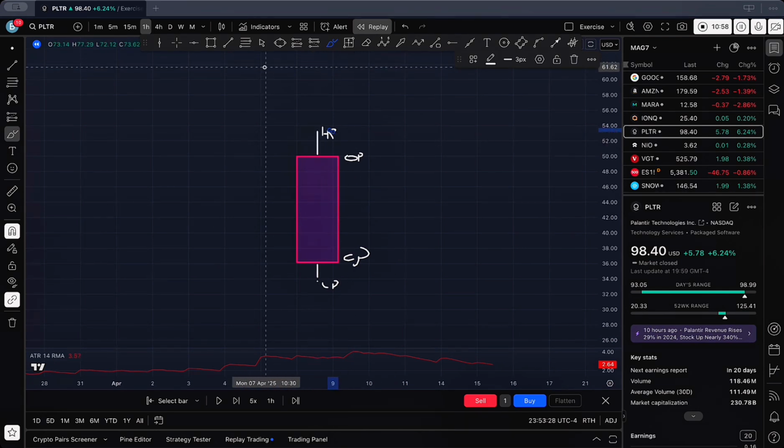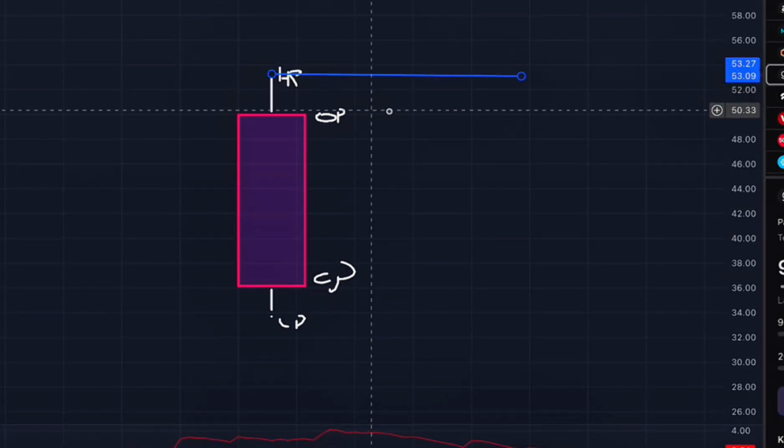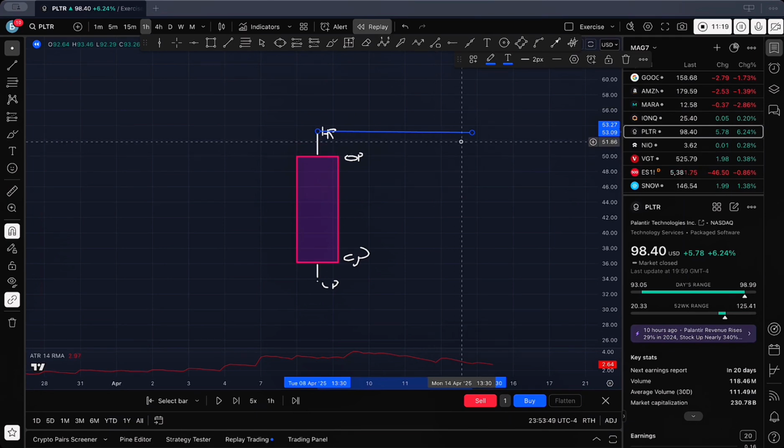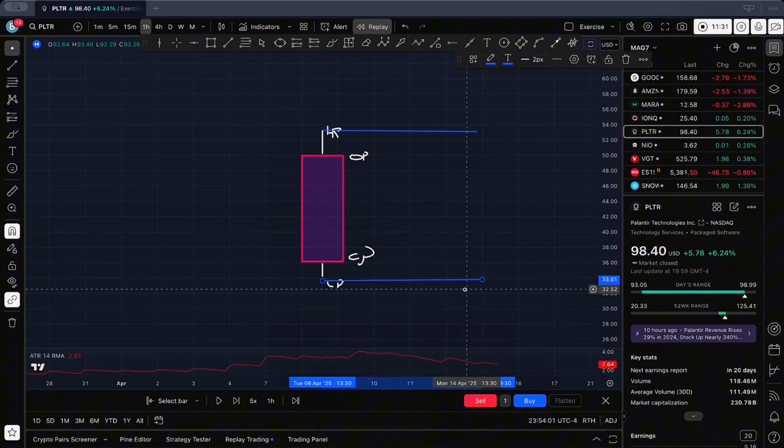So now this point here is the candle range high, and down here we have the candle range low, right?